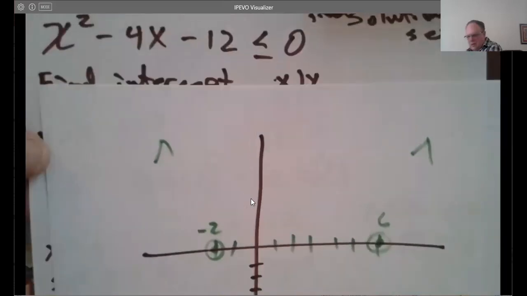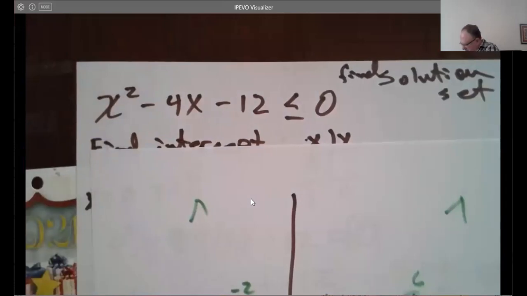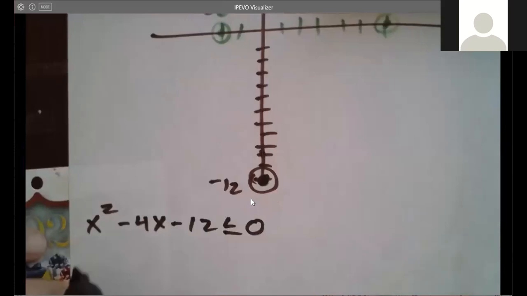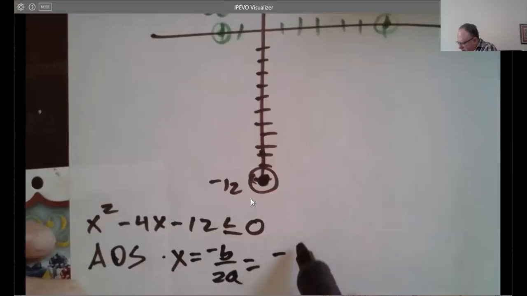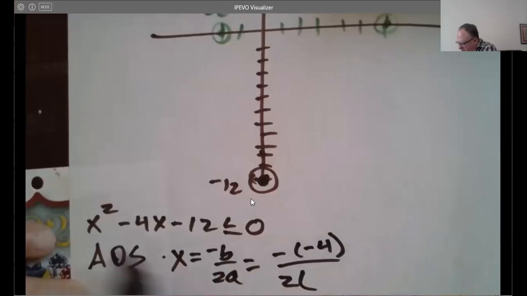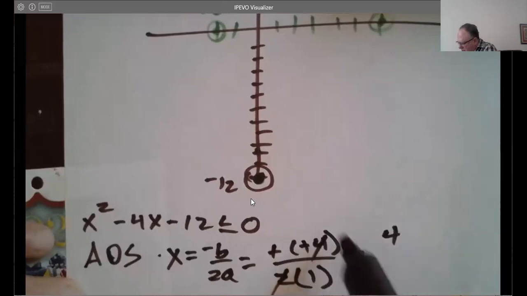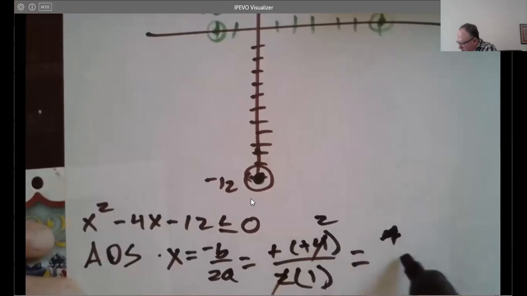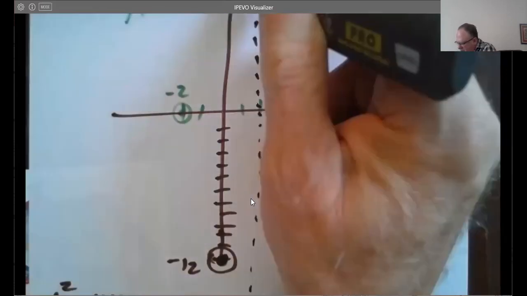Okay, so here's our equation, and we want to find the axis of symmetry and the vertex. So I'm just going to rewrite that down here: x squared minus 4x minus 12 less than or equal to 0. We'll abbreviate AOS for axis of symmetry. x equals negative b over 2a, right? Where b is negative 4, so that'll be minus a negative 4, over 2 times a, which is 1. So minus a negative 4 is a positive, right? And 2 goes into 4 two times, so 4 over 2 is 2. So the axis of symmetry is at x equal to 2.